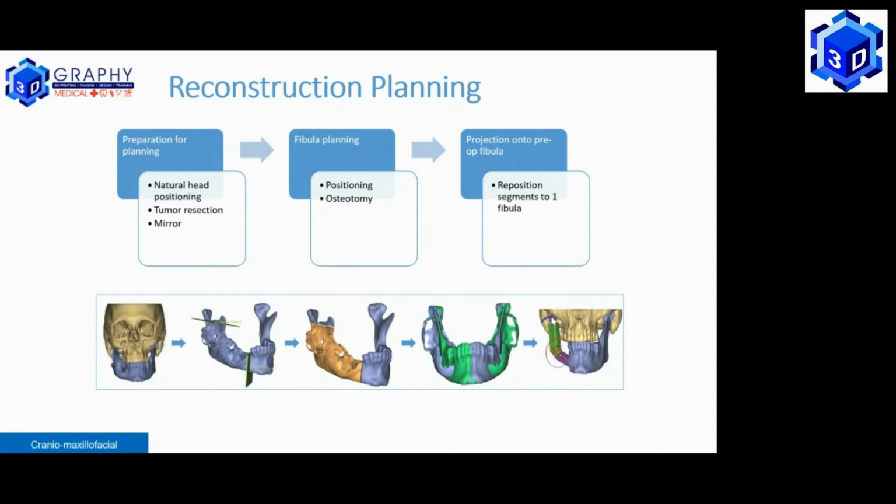Talking about the reconstruction planning, now the reconstruction module talks about this workflow automation. So we start with the preparation for planning, which includes the natural head positioning, tumor resection, as well as mirroring the healthy portion to the defect area. Then we go ahead with the fibula planning, which talks about the positioning and how to make the osteotomy cuts. And then eventually we reposition these segments to the fibula, which we have imported in the software.